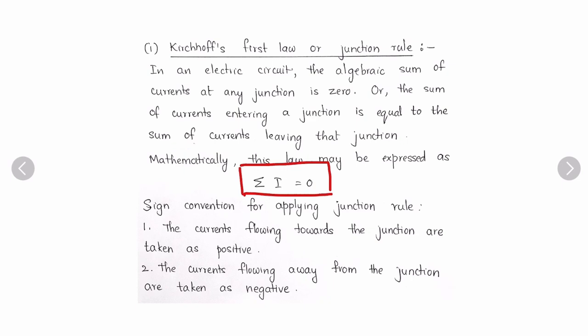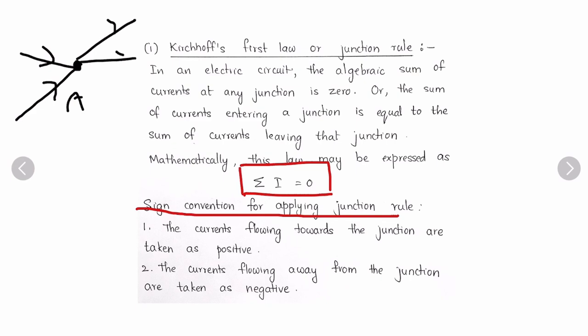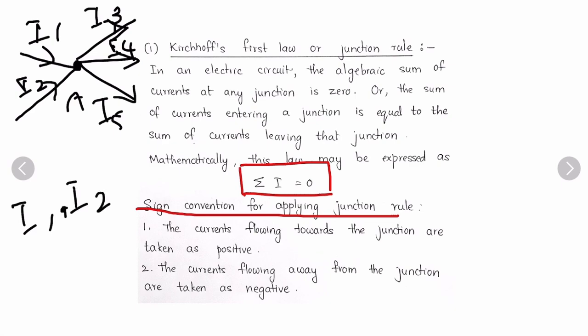What is the sign convention when you are applying the junction rule? The first one is that currents flowing towards the junction are taken as positive. Number two, currents flowing away from the junction are taken as negative. For example, I will take two wires like this. Here we have a junction A, and let us say it has gone out into three branches. Let this be I1, I2, I3, I4, and I5. Now in this figure, I1 and I2 are flowing towards the junction A, so they can be taken as positive. And I3, I4 and I5 are flowing away from the junction, so they can be taken as negative.